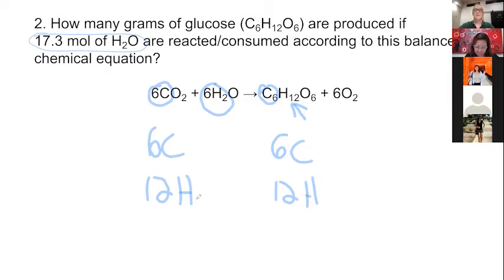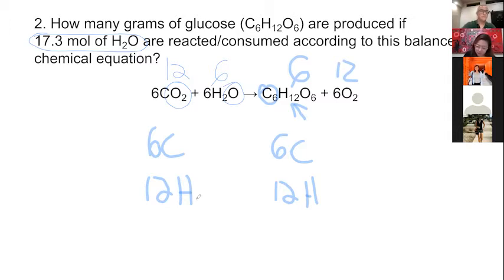So what's my total number of oxygens on the reactant side? I've got some here, and I've got some there. What's the total number? 18. 18. Excellent. Yeah, 12 here and 6 there for 18. And what about the product side? 18 as well. Same thing, right? Yeah, 6 there and 12 there. So it is balanced. So we're good to go.